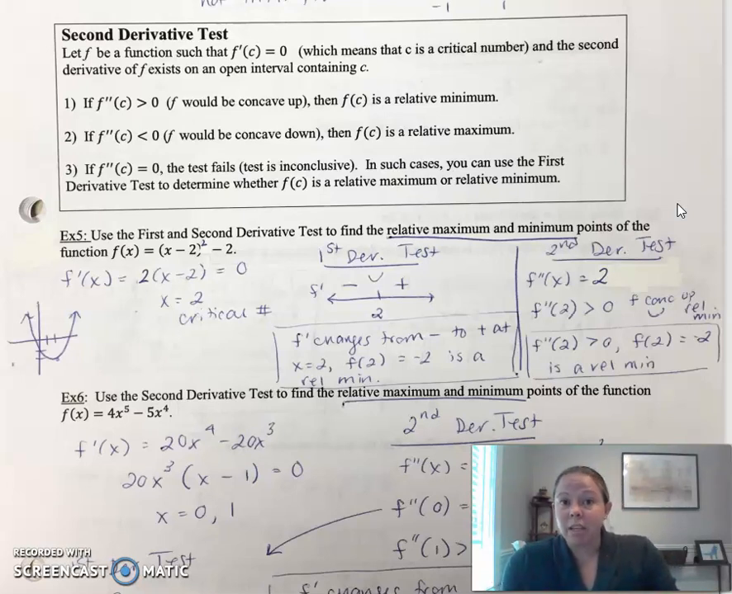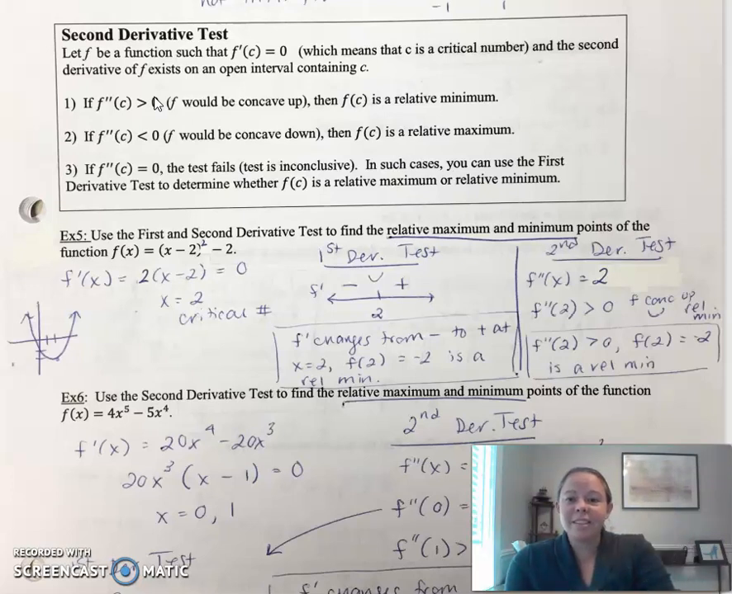using concavity. And I said earlier, this does not always work, but it's a really nice test if it's convenient and if it works, of course. So what it's saying is if the double derivative is positive where you have a critical number, it must be concave up. And if it's concave up, then at that critical number, it must be a relative min.